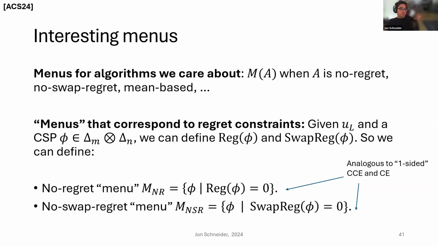One is menus for specific types of algorithms. So for example, if we have a specific no regret algorithm, a no swap regret algorithm, or mean-based algorithm, we might care about the menu of that algorithm. The other sets we might care about are menus that correspond to regret constraints.